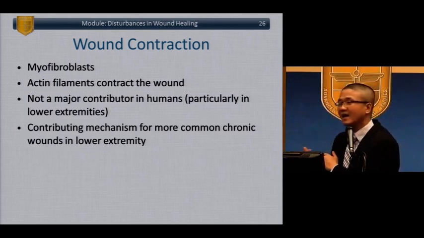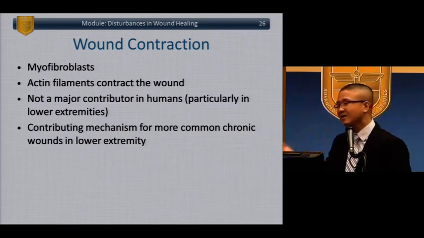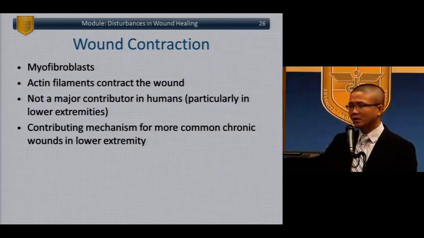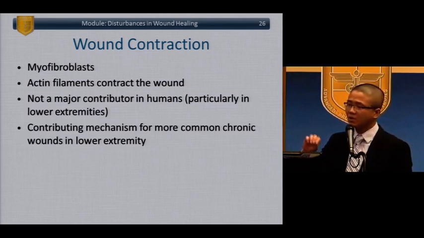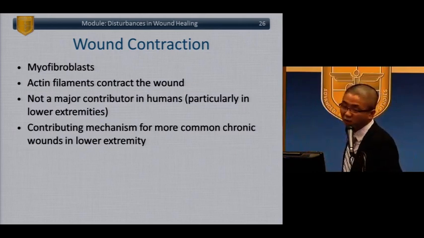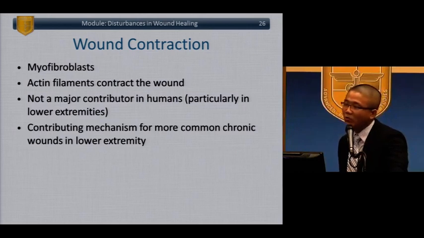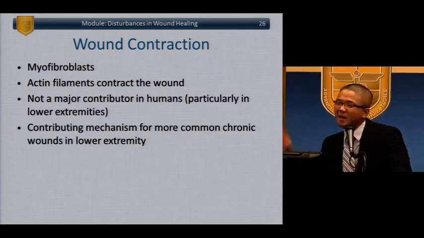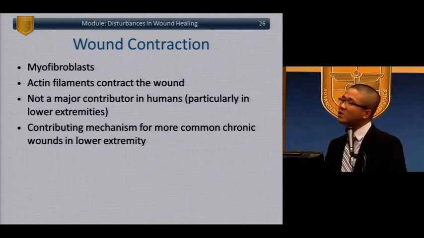Why do I say that that's not as important for humans? Because how much wound contraction do you really see after an incision? Not a whole lot. And there's some, months later, you tell your patients, oh, it'll get a little lighter if you don't expose yourself to the sun too much. It'll get a little thinner and less healing ridge appearing, right? Okay, and the contributing mechanisms for more common chronic wounds in lower extremities is more dependent on wound contraction than, let's say, normal healing, right?